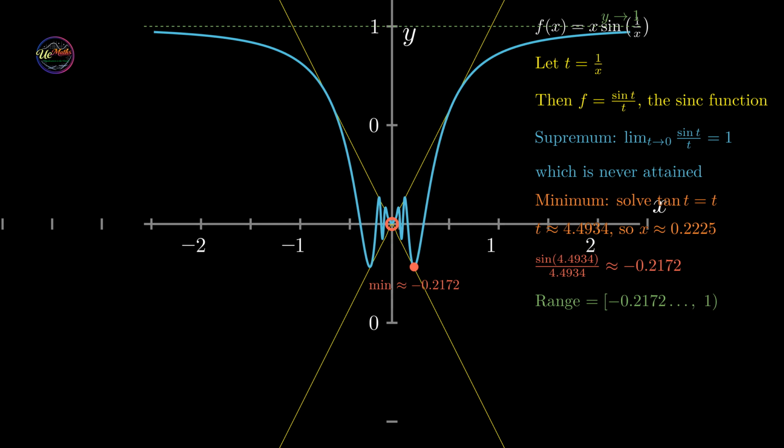Step 4. By continuity and the intermediate value theorem, every value between minus 0.2172 and 1 is achieved. Therefore the range equals the half-open interval from minus 0.2172 to 1. Closed on the left and open on the right.